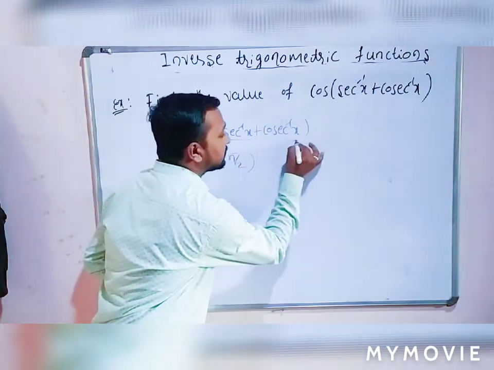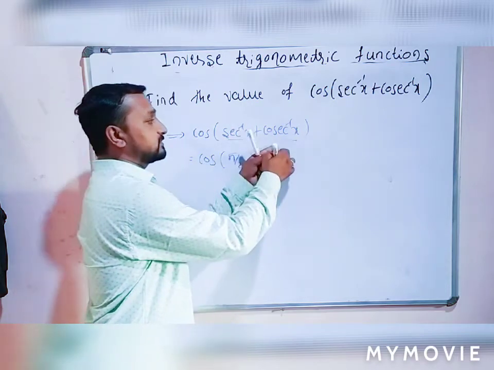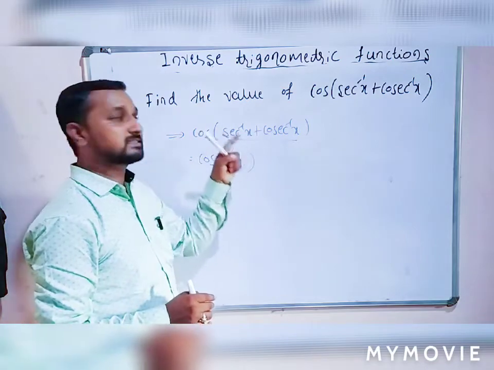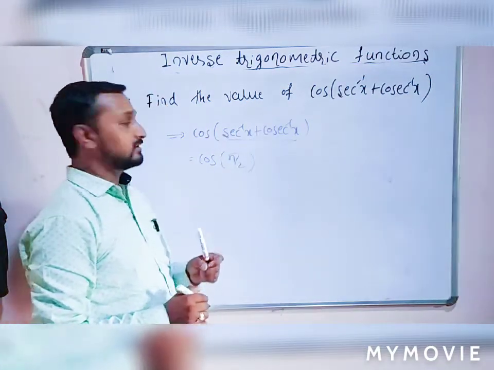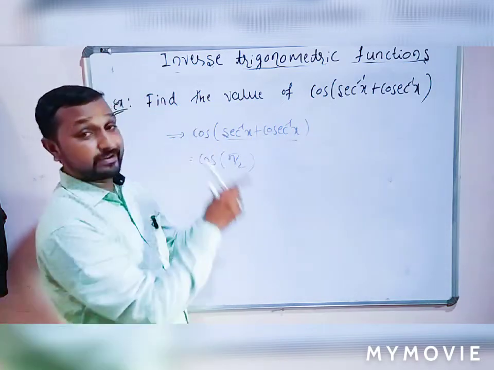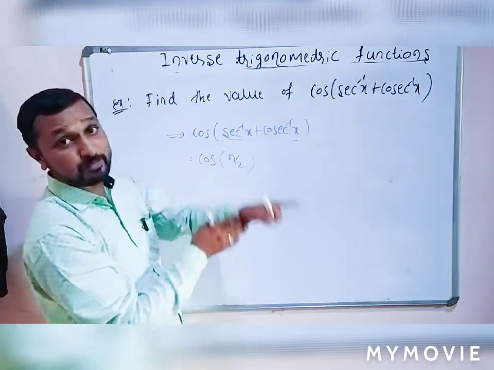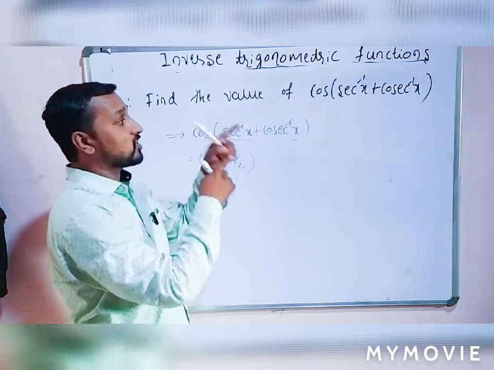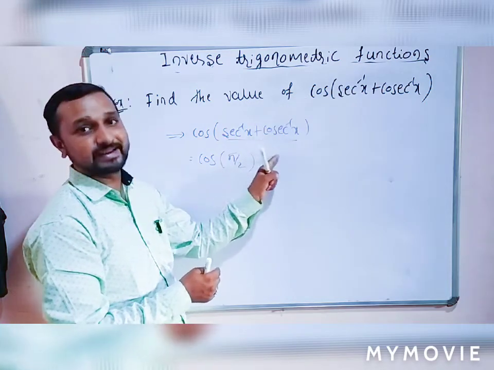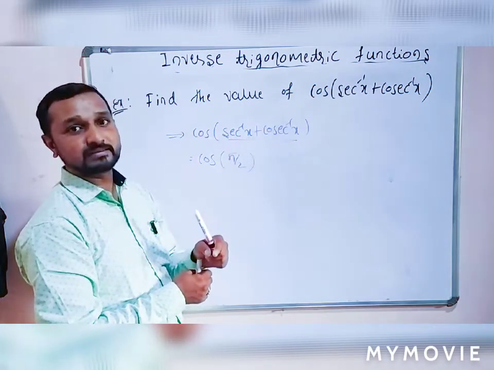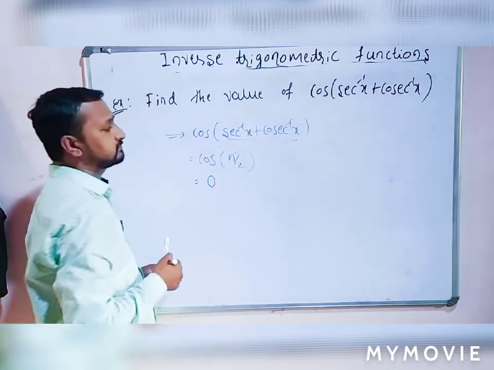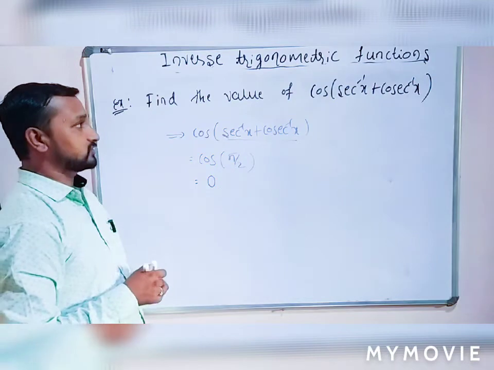So this is one standard formula: sec inverse of x plus cosec inverse of x is equal to pi by 2. Already we studied it in the properties of inverse trigonometric functions. Sin inverse of x plus cos inverse of x is also equal to pi by 2, and tan inverse of x plus cot inverse of x is also equal to pi by 2. So this type of example is very easy and very important for 1 mark. Is that clear? The value of cos pi by 2 is 0. That's all. This is a 1 mark question.